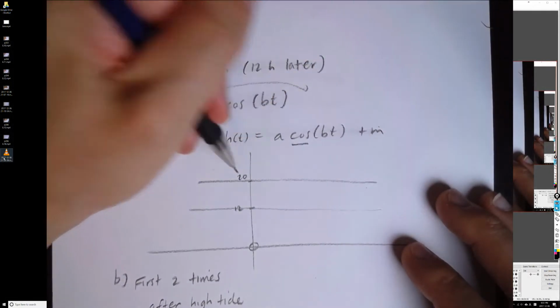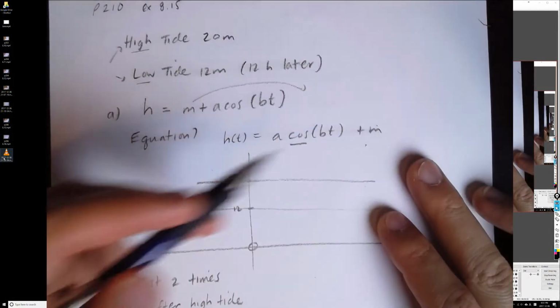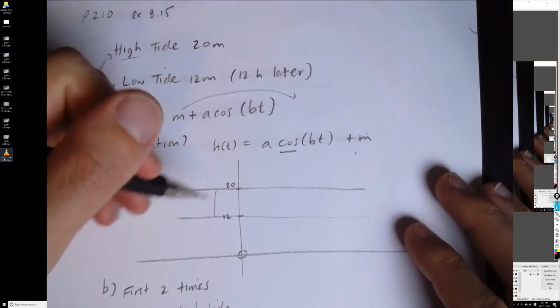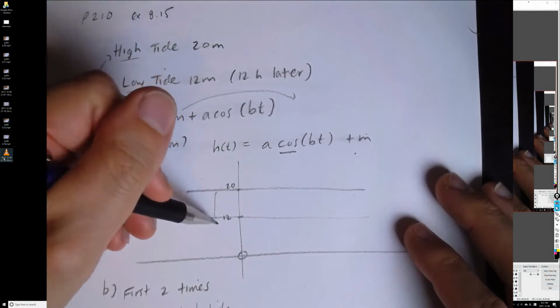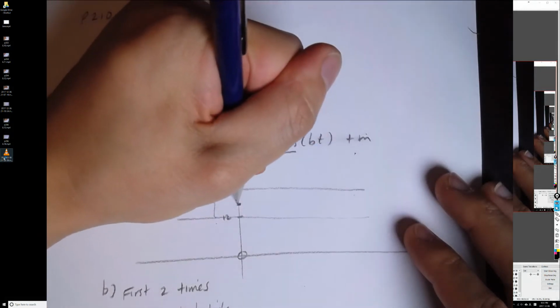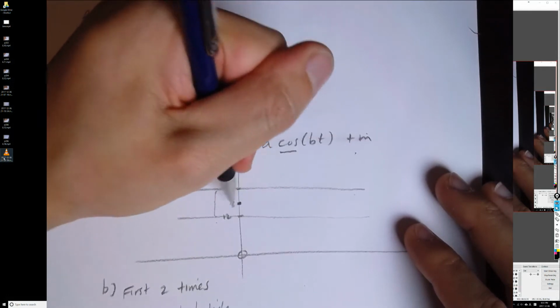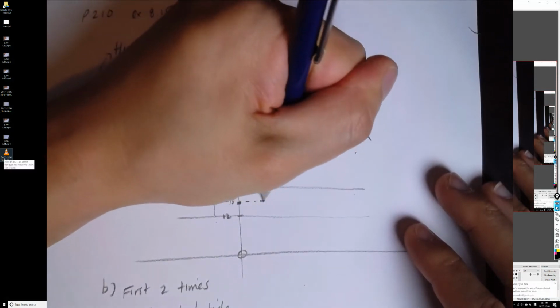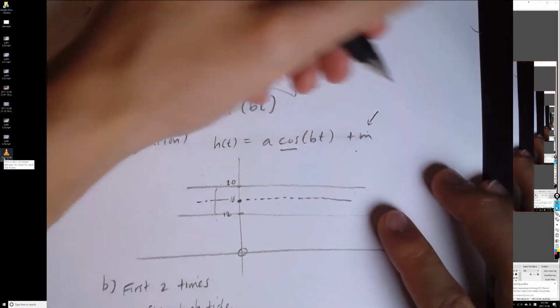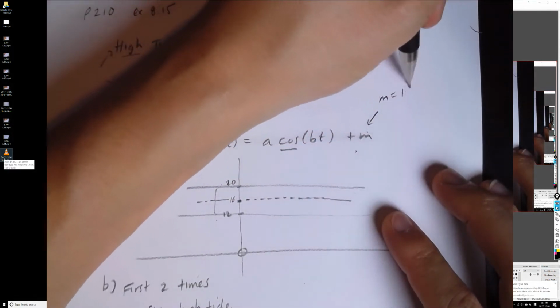This is 20. Now I know that I'm interested in the center line, which we need to figure out is between 12 and 20. 20 minus 12 is 8, so I'm going to add 4. So when I say 12 plus 4, it's going to be 16. So this here is my center line, which helps me sketch cosine very well. So right away, the center line, m, is equal to 16.